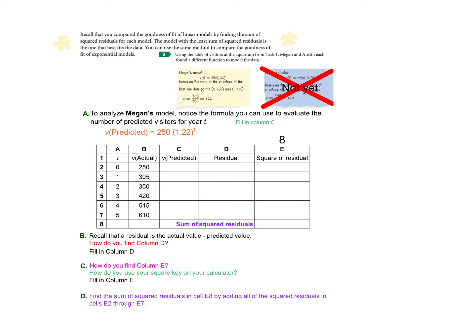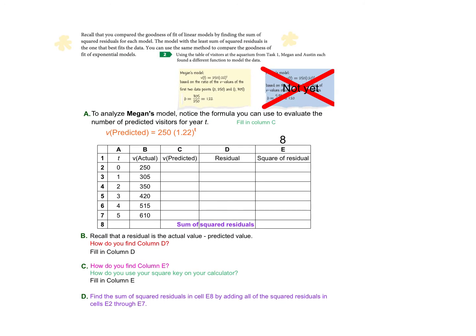Okay, so when we were drawing your lines of best fit, we were able to measure how good it was. We wanted the very best line of fit. If you remember when we went into decimals, we tried to get the very best one. To do that, we found something called the sum of the squared residuals for each model. The one with the least sum of squared residuals is the one that best fits the data.